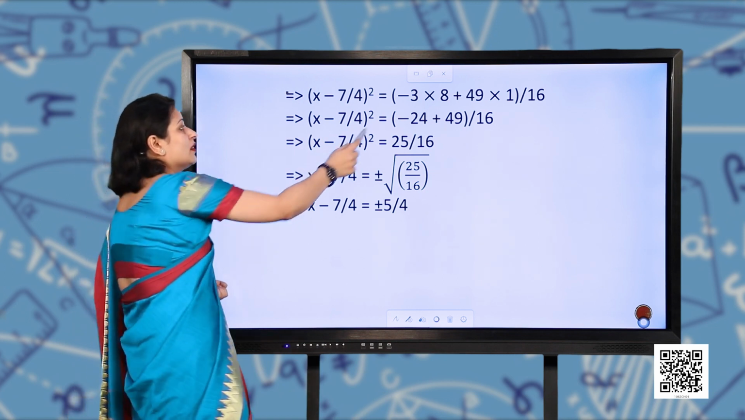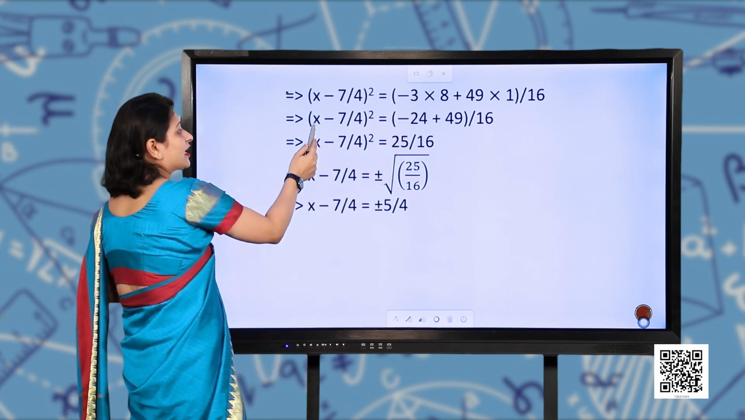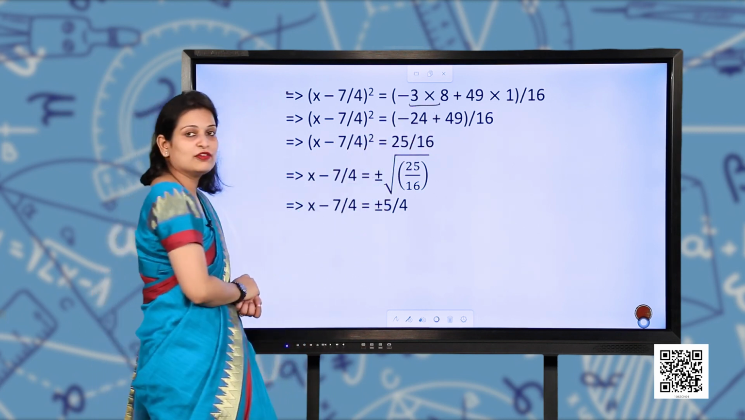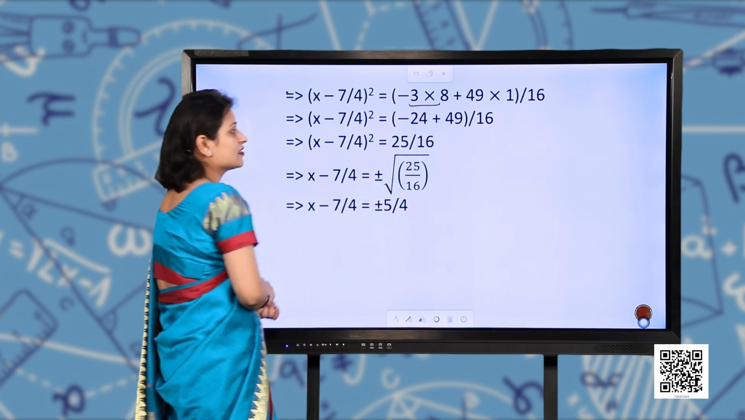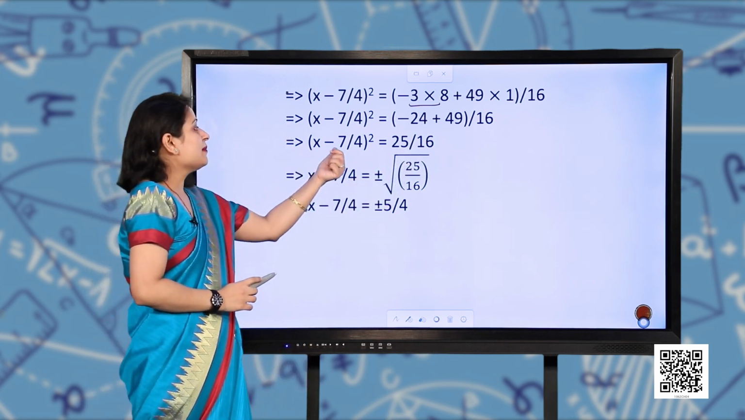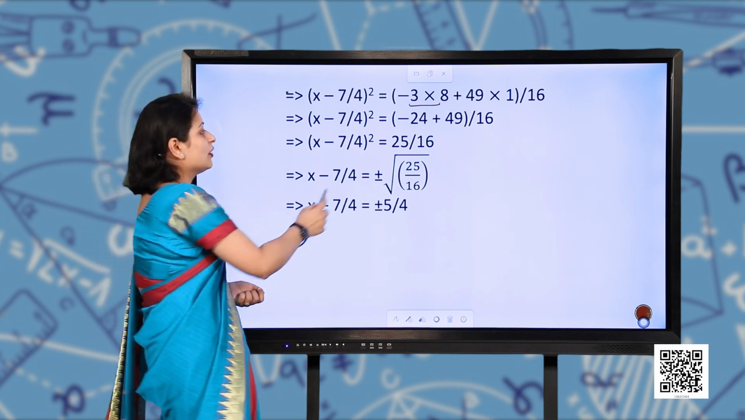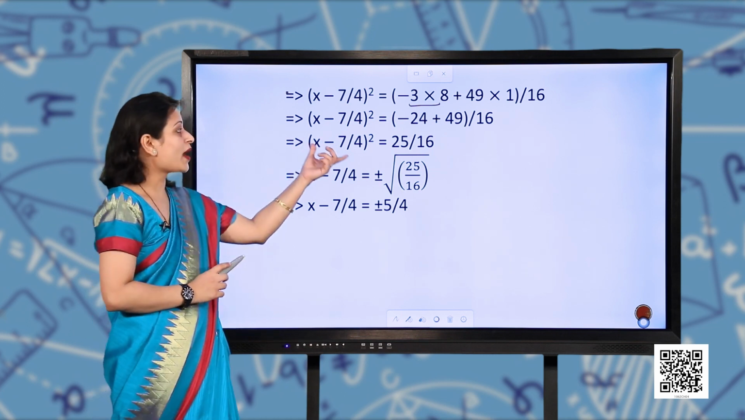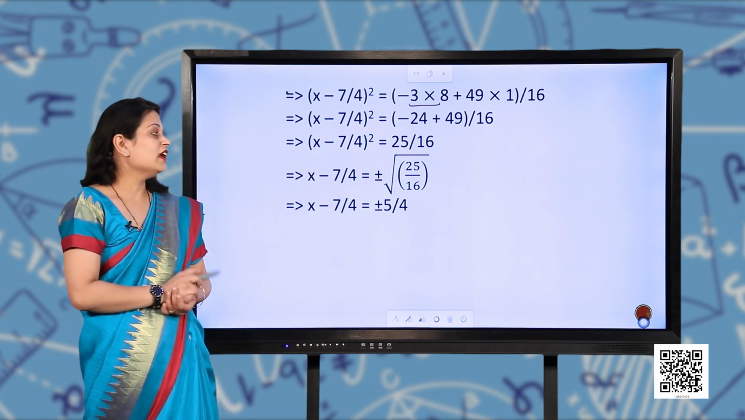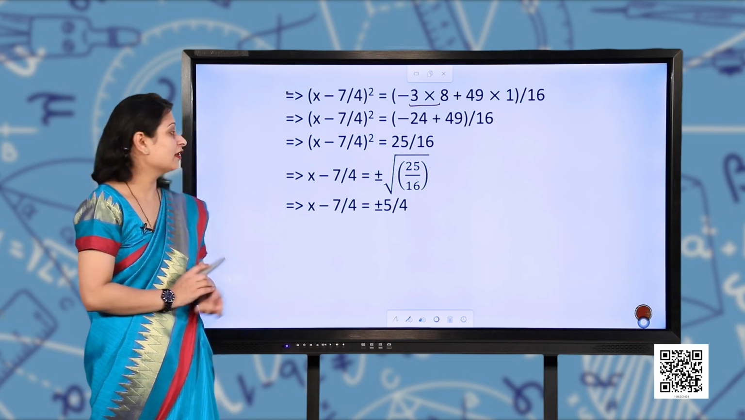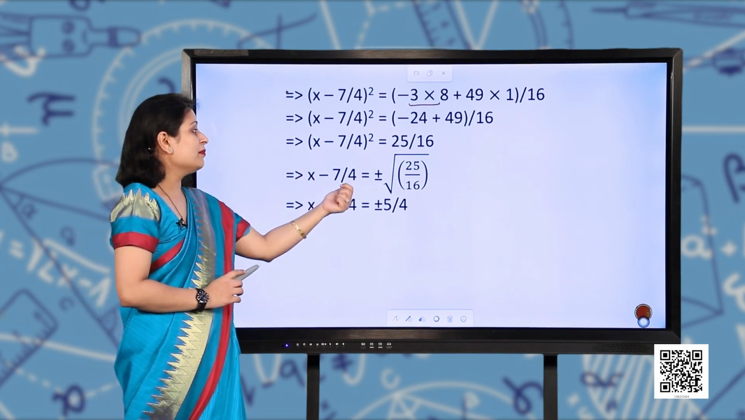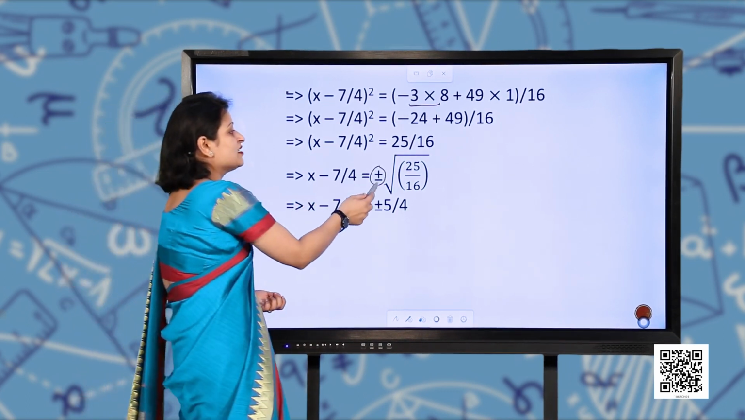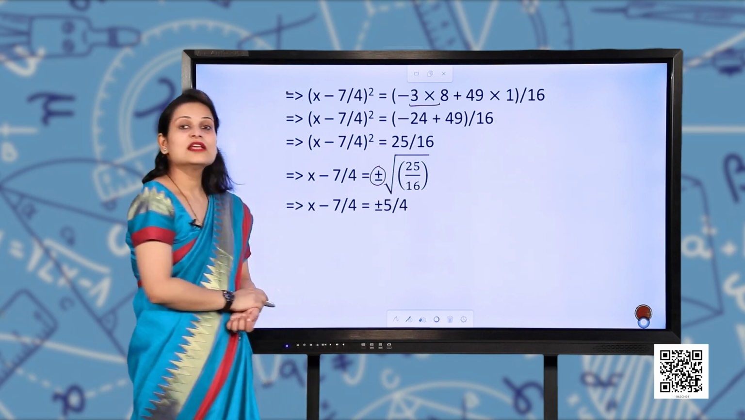Again, we will solve this in the next step. So, we will get x minus 7 by 4 whole square is equal to minus 24 plus 49 divided by 16. So, x minus 7 by 4 whole square is equal to 25 upon 16. Now, we have to take the square root of this equation. So, when we take the square root of this equation, what will we get? We get x minus 7 by 4 equals to plus minus, do not forget to put this sign, plus minus square root of 25 upon 16.